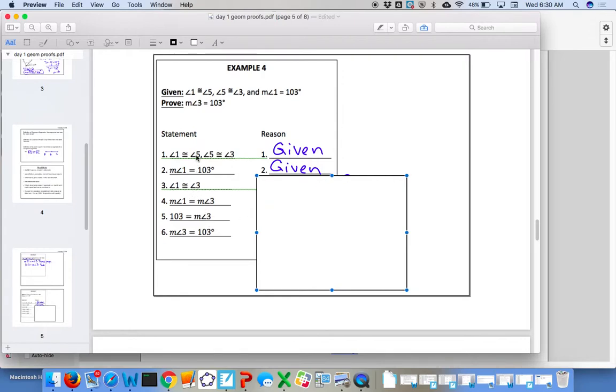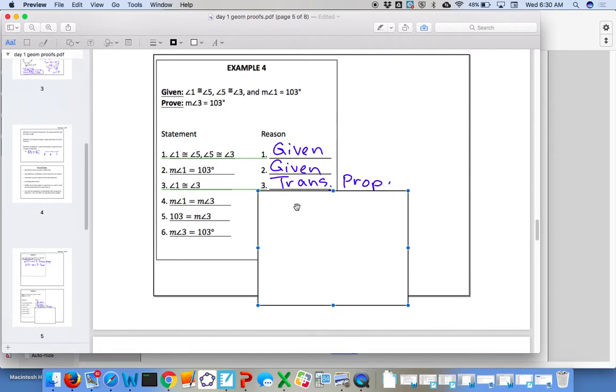All right, and then if we take statement 1, and we see that we've got this matching part with the angle 5 and take that part out and put together the angle 1 and angle 3, that's transitive property that says if the middles match, you can take the middles out and put the ends together.